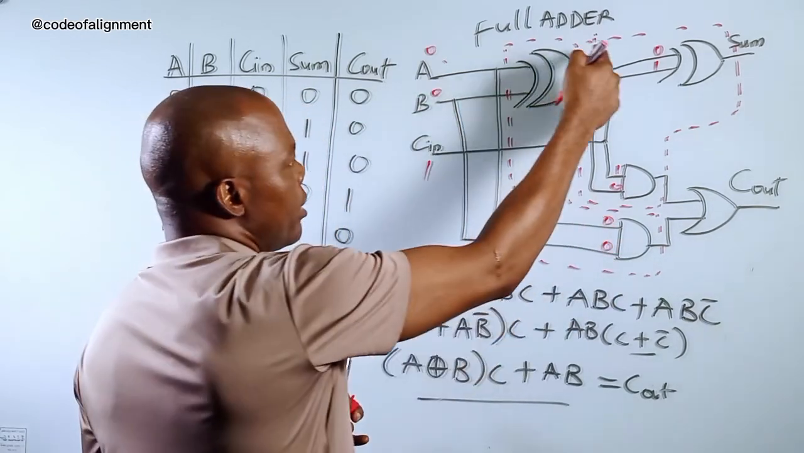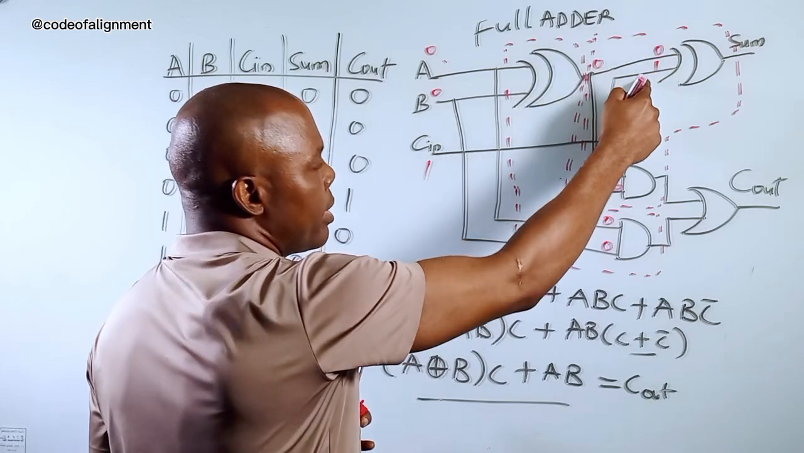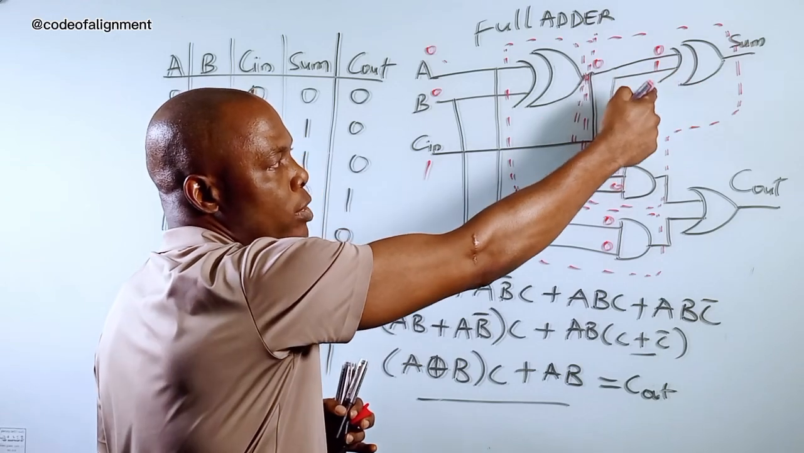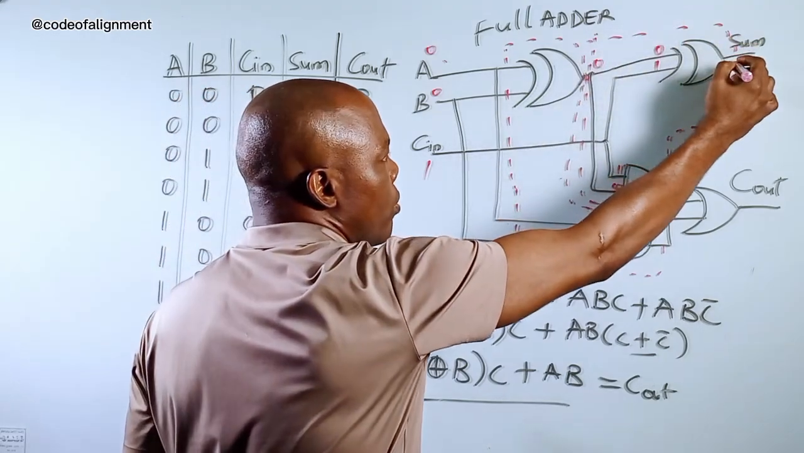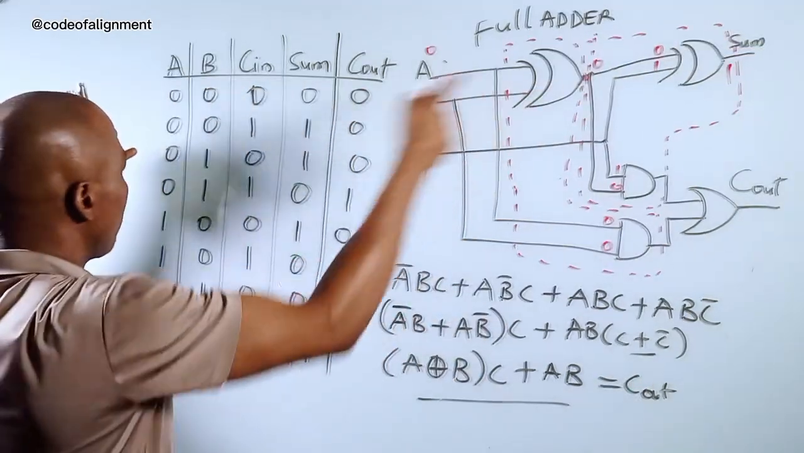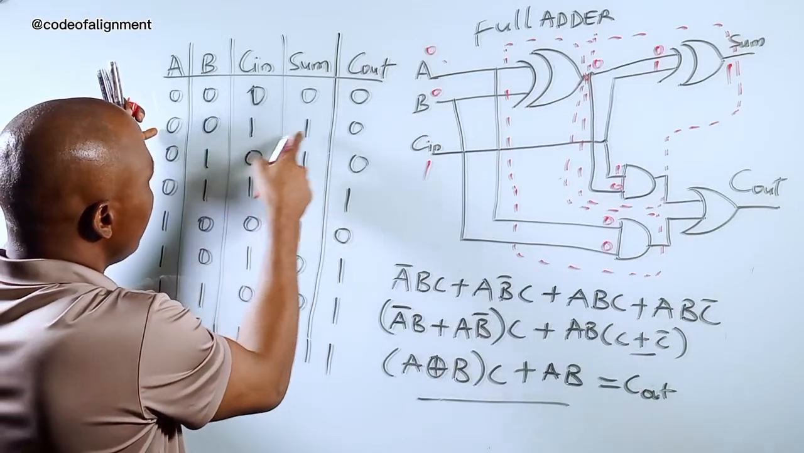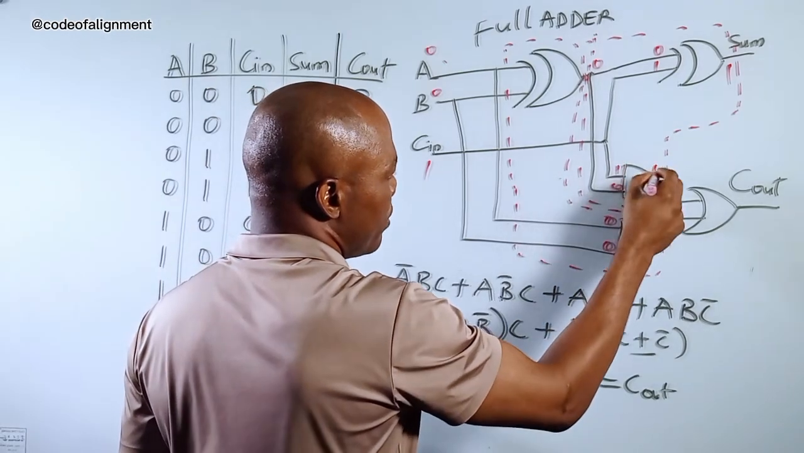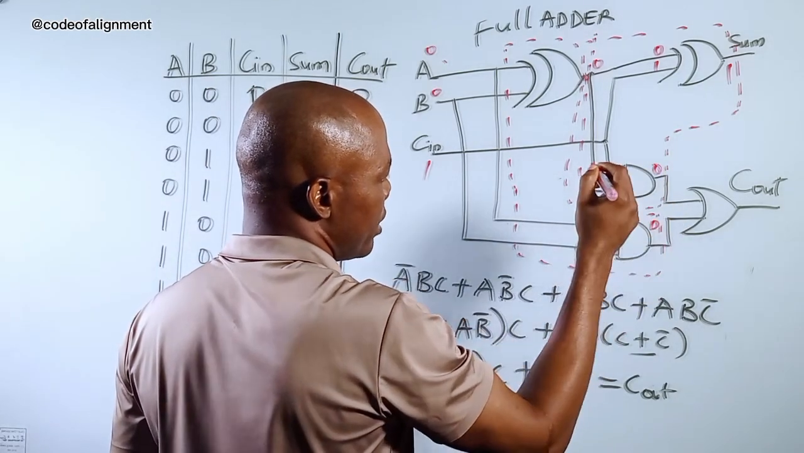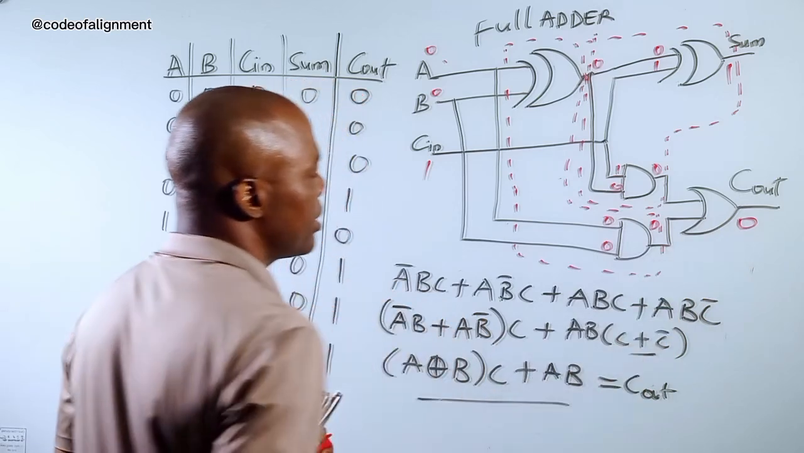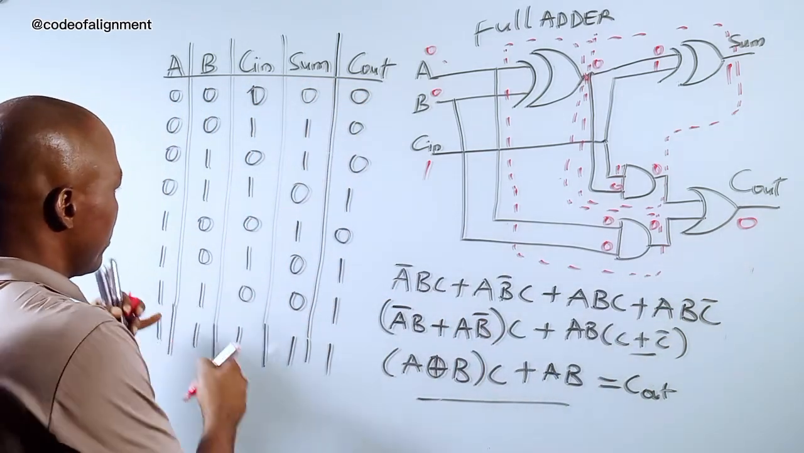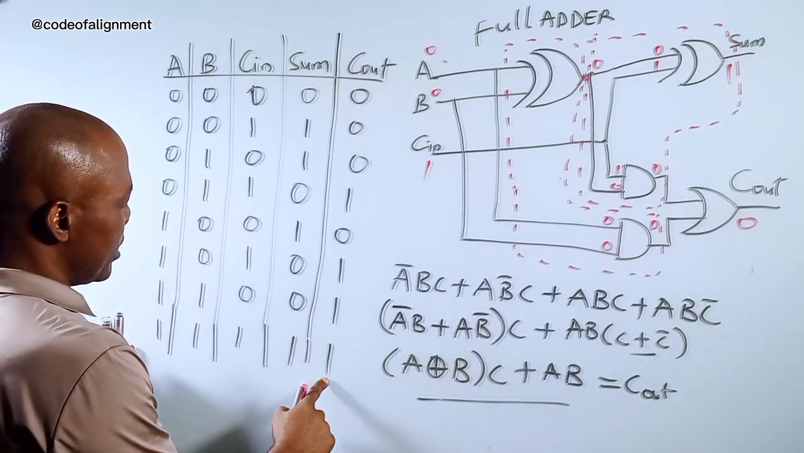Now let's check. This is 0, this is 1. Now the inputs to this exclusive OR are not the same, so the output will be 1. So sum is 1. For this one, 1, 0 will give us 0, and 0, 0 will give us 0. So the carry out is 0. That is correct.